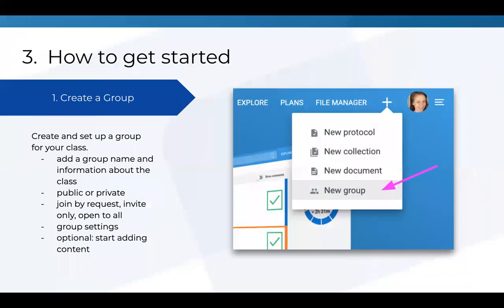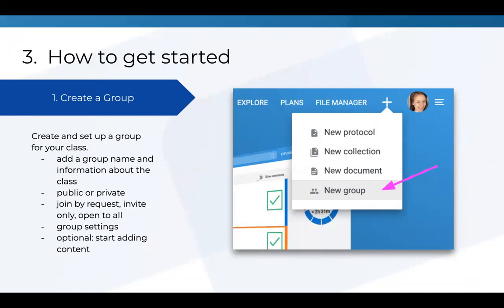To get started on Protocols.io for your class, the first step would be to create a group for your class. You can create a new group by clicking the little plus icon on the right top corner, which will lead you to the group creation page. You will be able to set a group name and add all the group details.